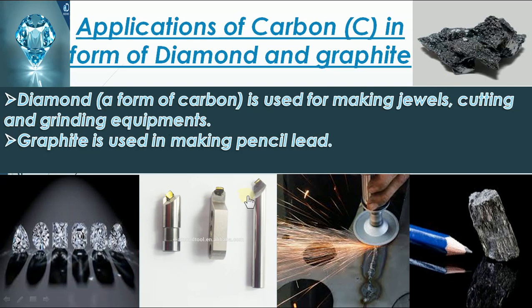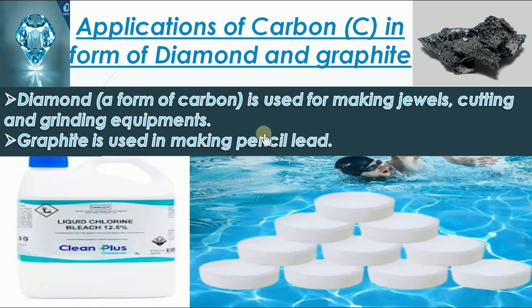You can see the cutting tools here. These are used to cut very strong steels. Similarly, it's used in grinding equipment. You can see the grinding equipment; this grinding plate is made up of diamond. The next one, graphite, is used in making pencil lead. This graphite is used in the pencil tip. So these are the uses of carbon, and next we will go to chlorine.